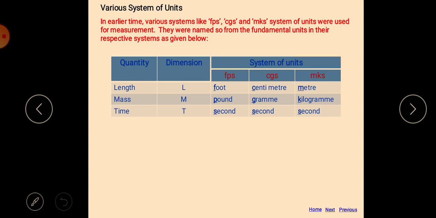Similarly, in CGS system, length centimeter, mass gram, and time second. In MKS, length is measured in meter, mass is in kilogram, and time is in second.